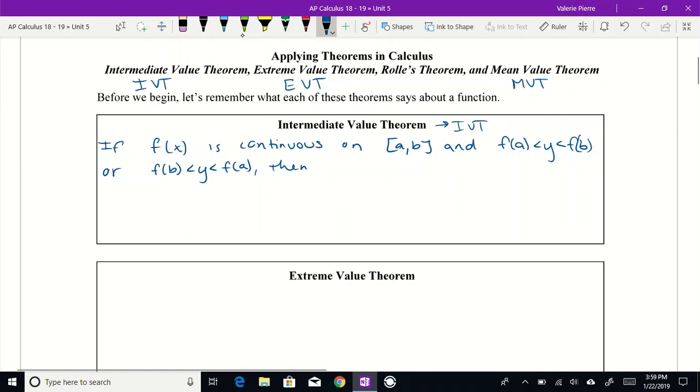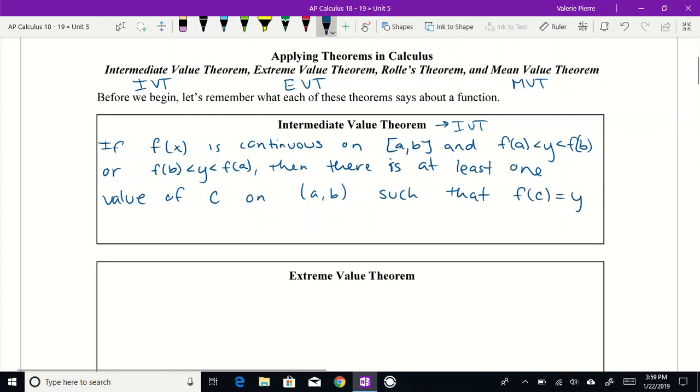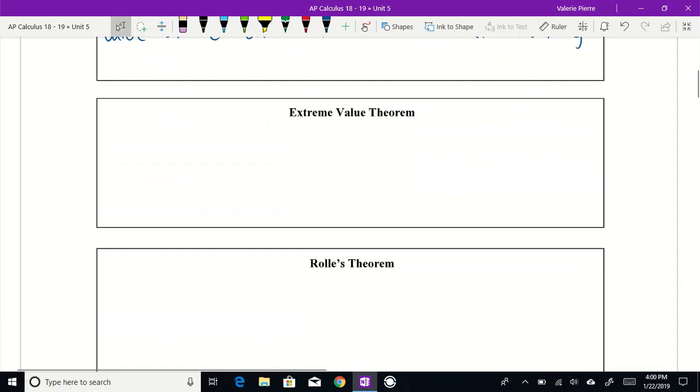then there is at least one value of c on the open interval ab such that f of c is equal to y. Okay, so intermediate value theorem, we learned that in Unit 1. We're coming back to it now with all the rest of our theorems.